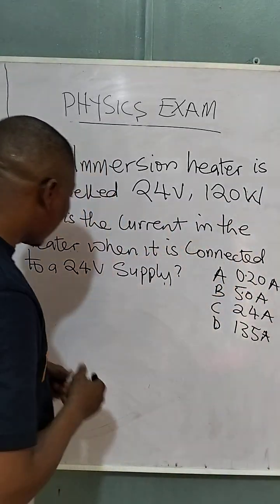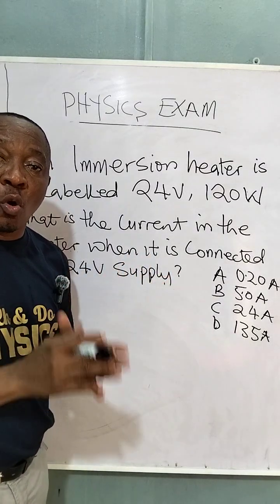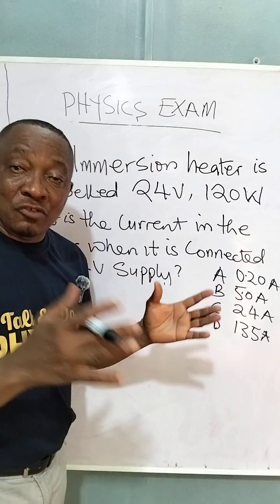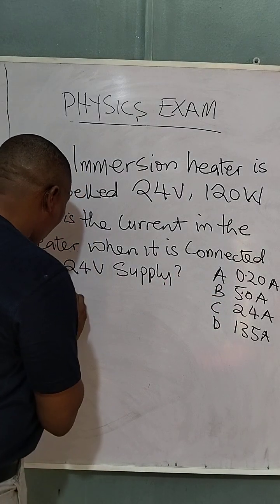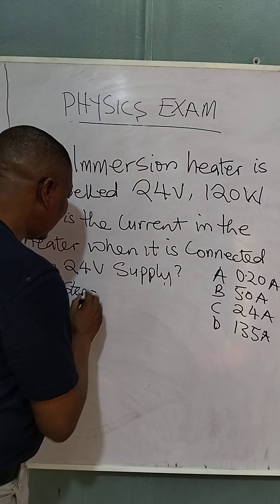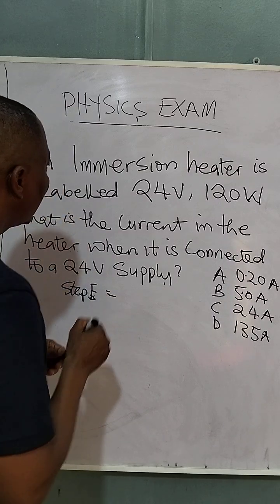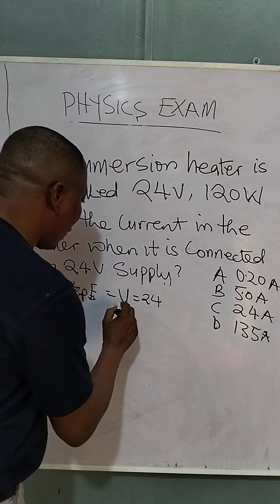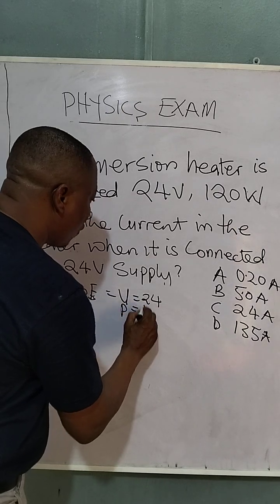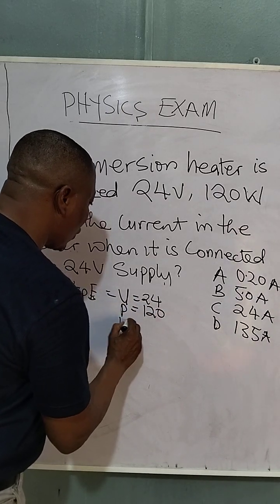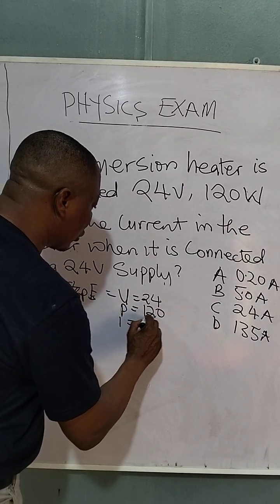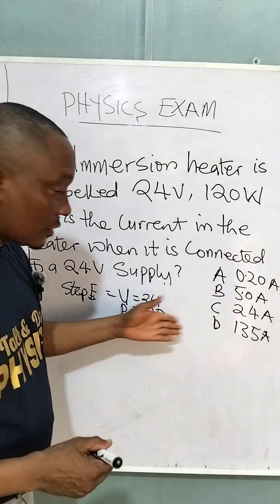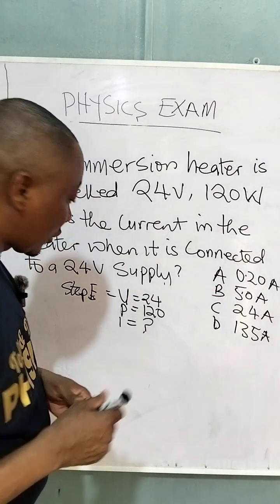Let's dive into it. Now, remember what I said: an acronym called IC. You identify, you set up, you evaluate, and you execute. Step one: we have the voltage, which is 24, and we have the power, P, which is 120. And the current? The current is not given. Very good. Look at the options here, because when we solve it, we have to relate it to the options to see which one is the correct answer.